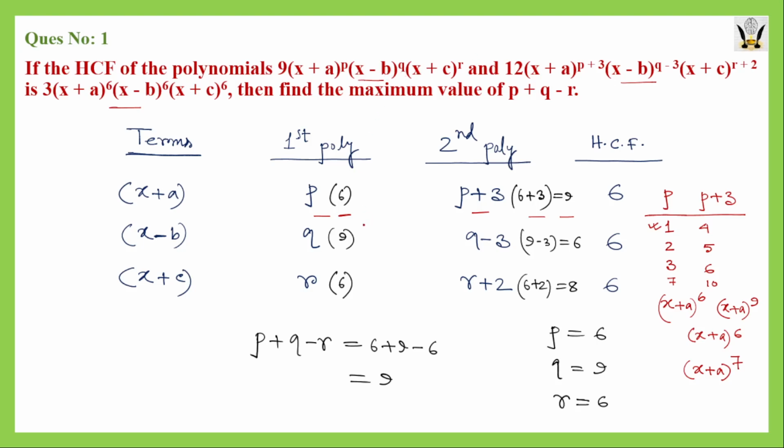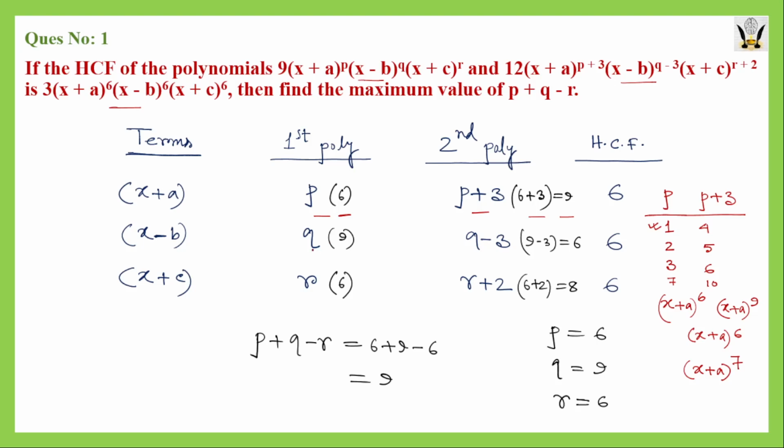For the first polynomial, it is q, and for the second polynomial, it is q minus 3. And in case of HCF, the power value for this factor x minus b is given as 6. So if you want this power value for the second factor to be 6, then the common value of that power for that second factor between these two polynomials has to be 6.